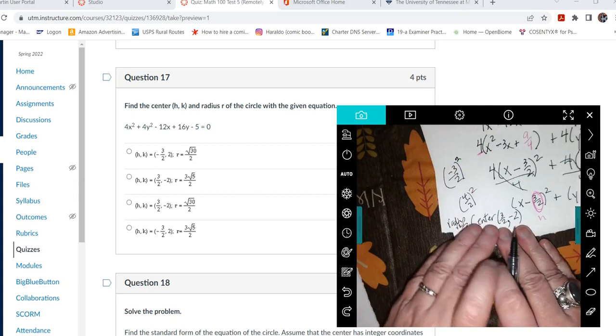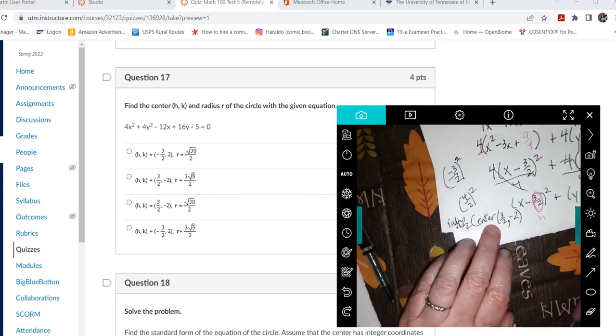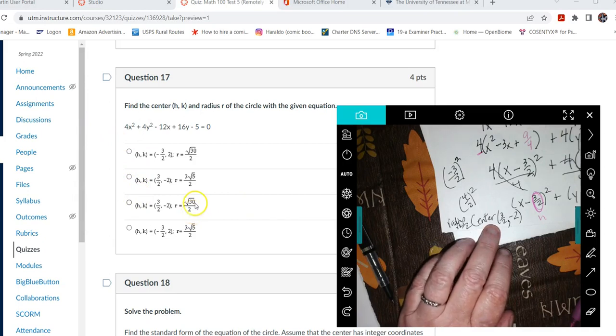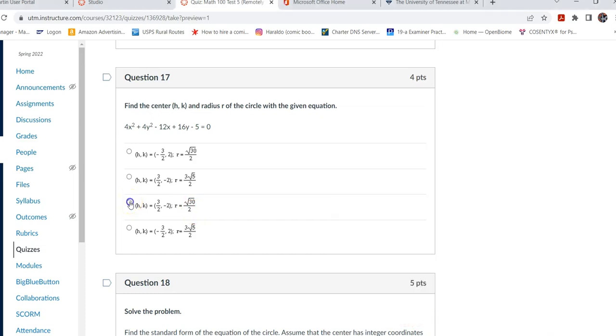Okay, so I'm looking for the center of positive 3/2, comma, -2. All right, that makes it the middle one. And then I want square root of 30 over 2. Okay, and that's all we can do with that one. Okay, so square root of 30 will not simplify.